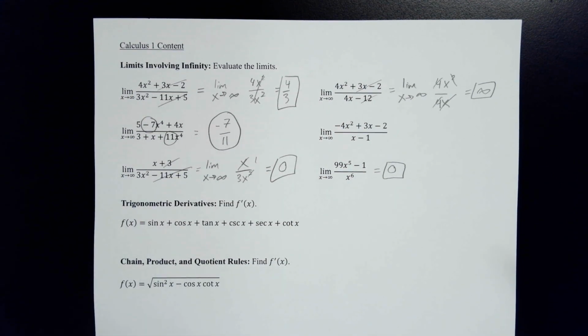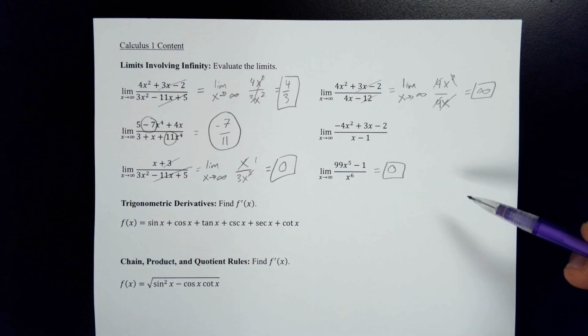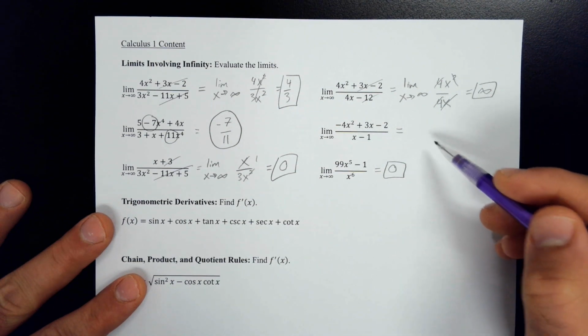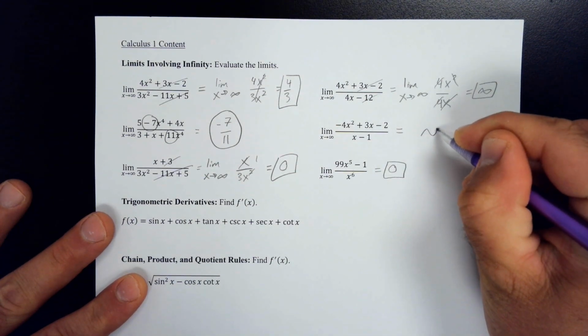In fact, if the degree on the top is higher than the degree on the bottom, the limit's always going to go to plus or minus infinity. And you can simplify to figure that out. So I know that this answer, for instance, is either going to be plus infinity or minus infinity. So I'll go ahead and put the infinity there.